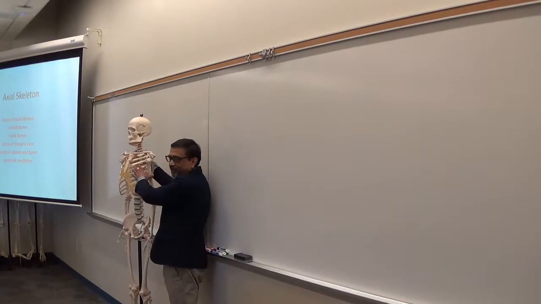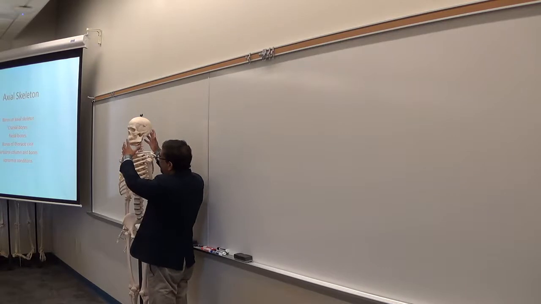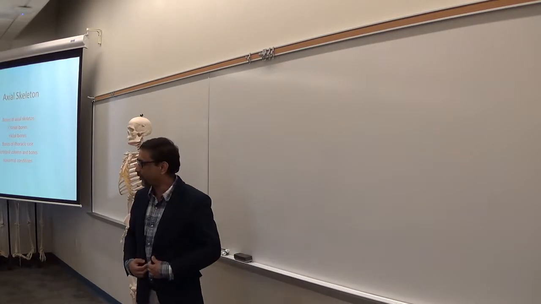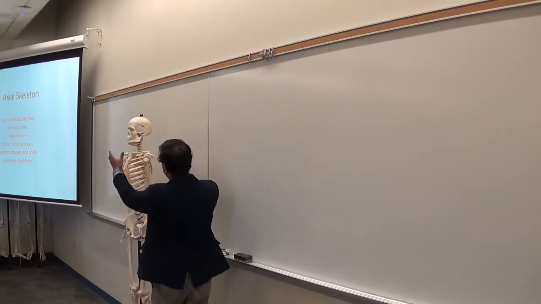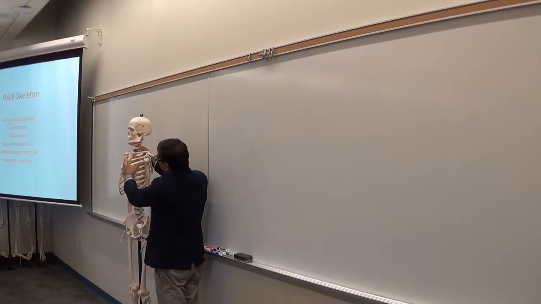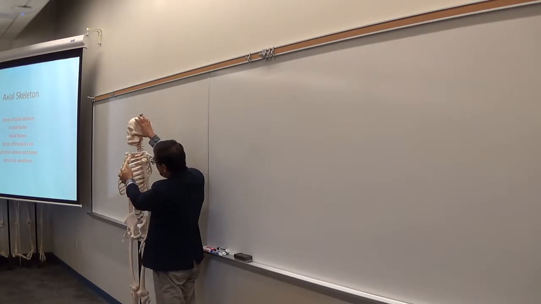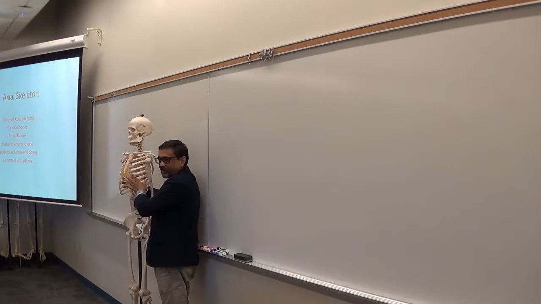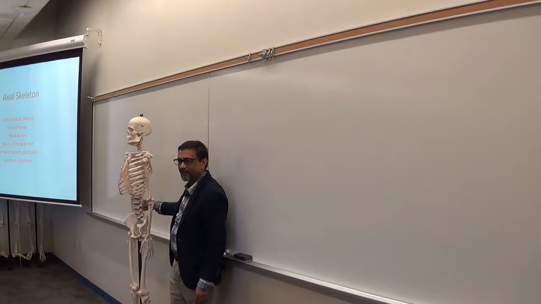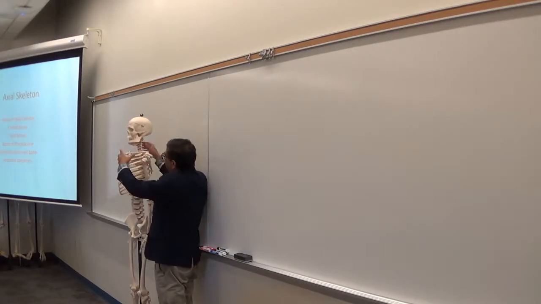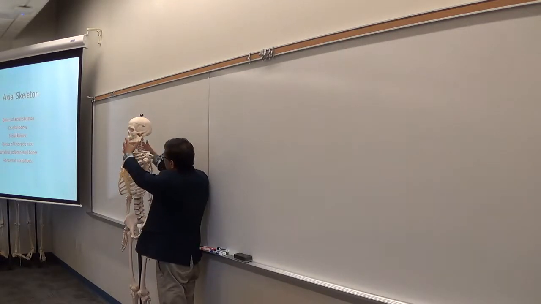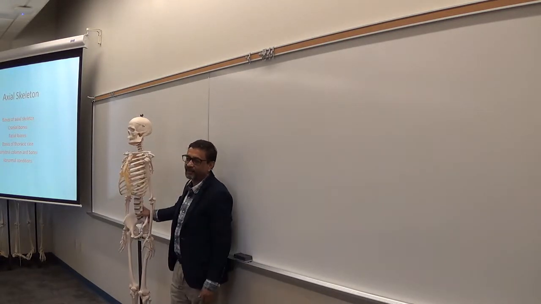And this is the human skeleton. We divide the skeleton into two parts. The axial part is this. It consists of the skull, thoracic cage, and vertebral column or spine. Okay? So skull, thoracic cage, and vertebral column together form the axial skeleton.